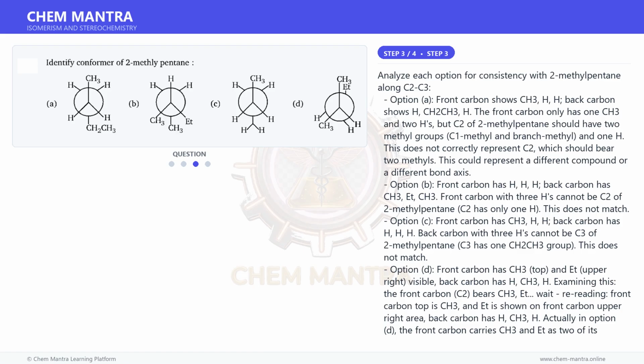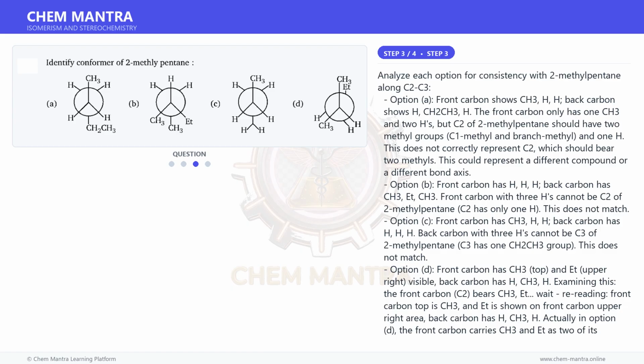Option B, front carbon has H, H, H, back carbon has CH3, CH3. Front carbon with 3 Hs cannot be C2 of 2-methylpentane, C2 has only one H. This does not match. Option C, front carbon has CH3, H, H, back carbon has H, H, H. Back carbon with 3 Hs cannot be C3 of 2-methylpentane, C3 has one CH2CH3 group.